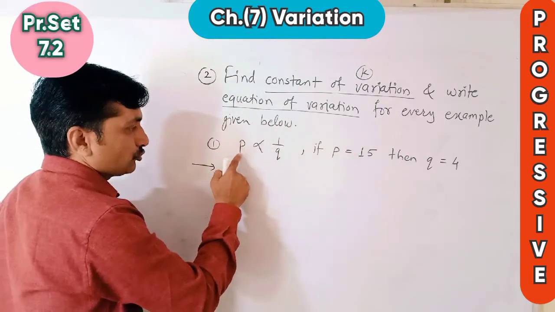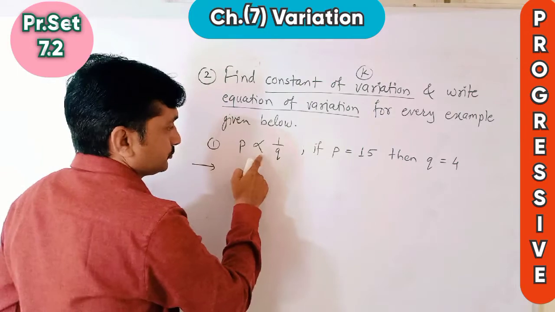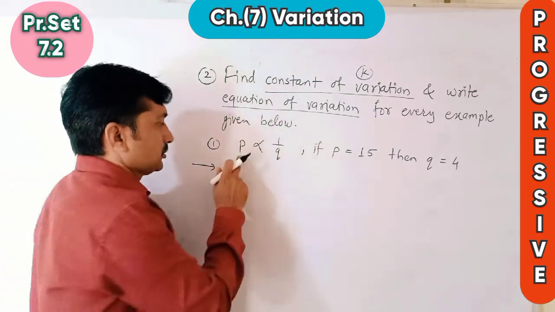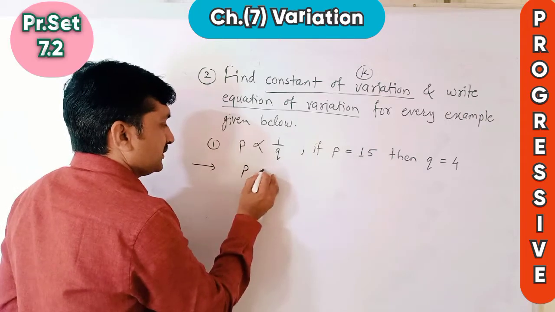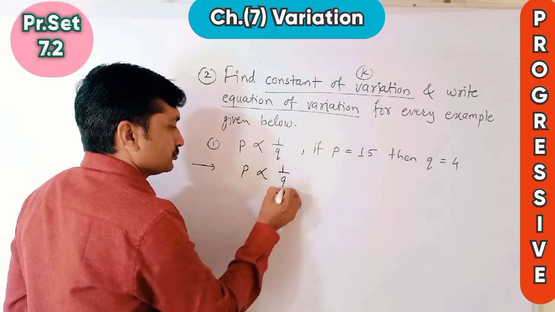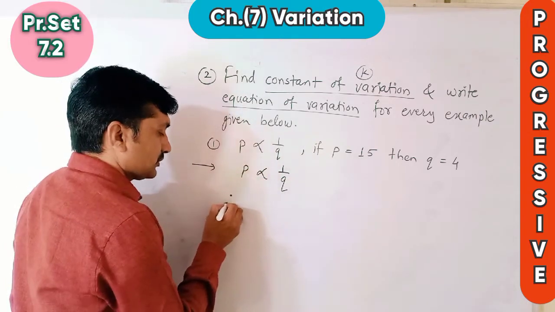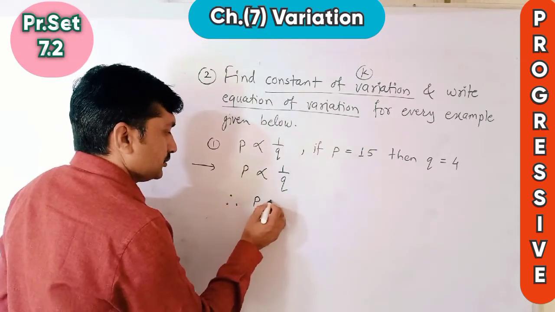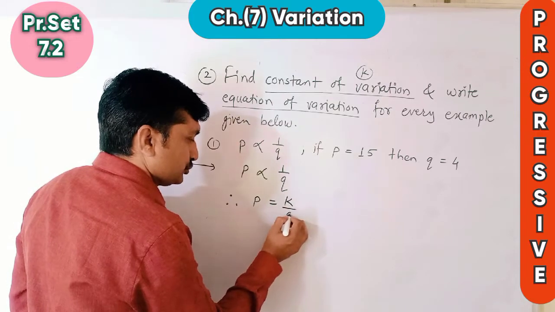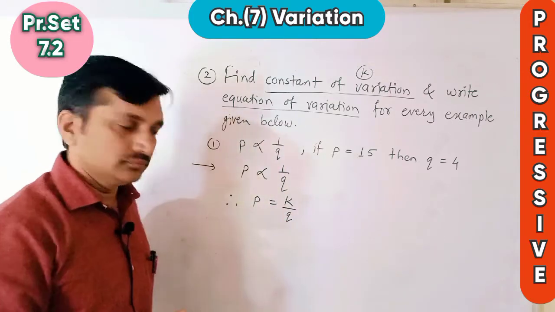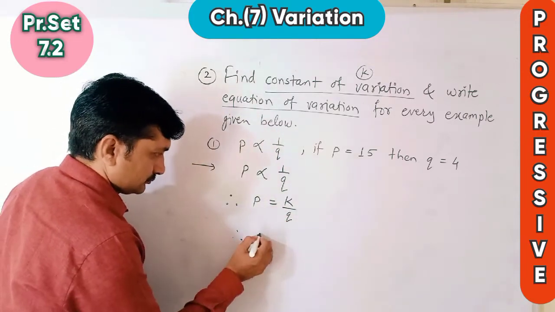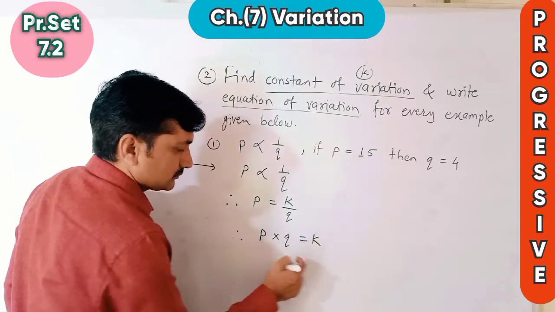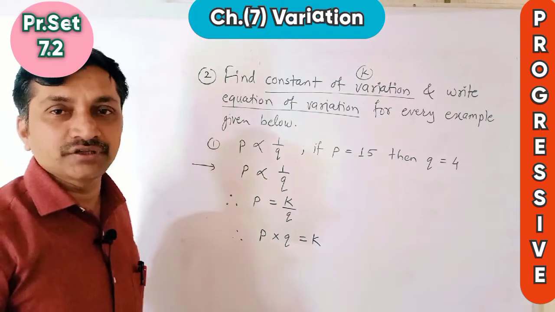Now first is p and q, variables may change. p is inversely proportional to q, therefore write it in equation. p is equal to k upon q, therefore p multiplied by q is equal to k is the equation of variation.